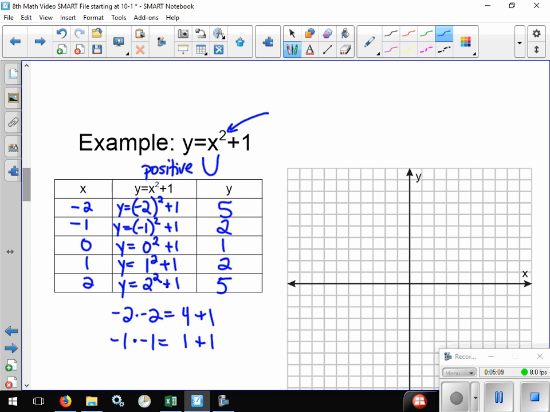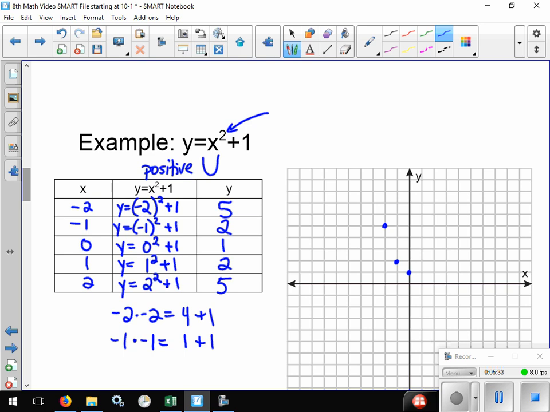Okay, so now we're going to graph it. We're going to start with the first set of coordinates, negative 2 comma 5. So negative 2, we go over 2, 1, 2, and up 5: 1, 2, 3, 4, 5. Here we go. All right, and we go over negative 1 and up 2, 1, 2. There we are. And then we're at 0, 1.